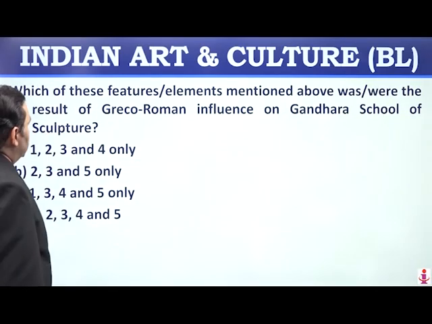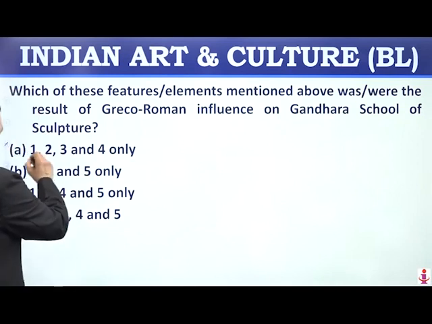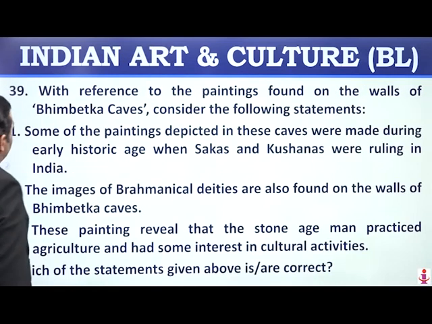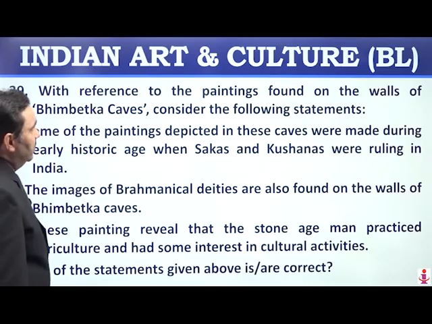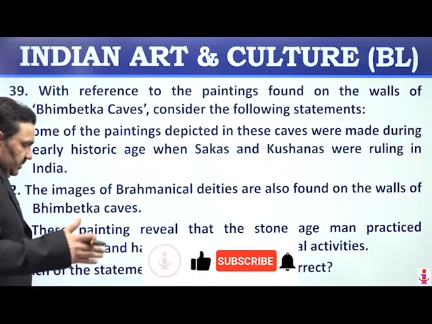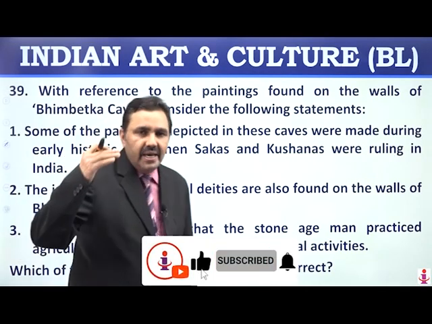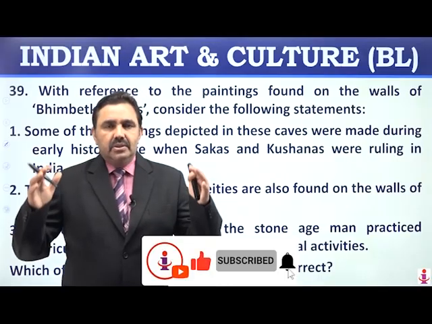Which of these are correct? Result of Roman influence, 1, 2, 3, 4, A. 39. With reference to paintings found on the walls of Bhimbetka caves. Bhimbetka caves are located in Raisen district of MP. These caves belong to Stone Age.